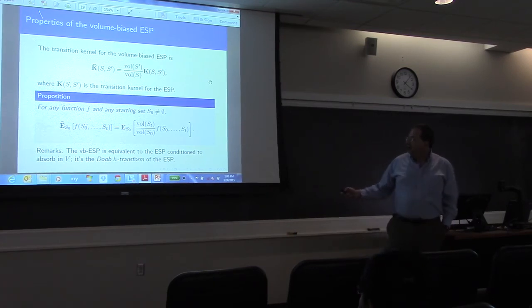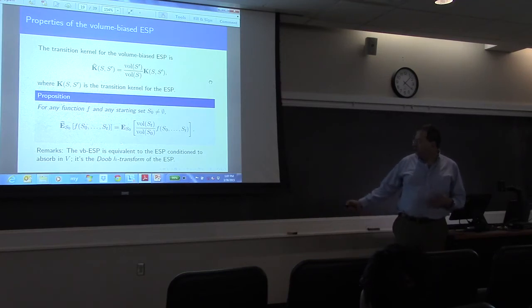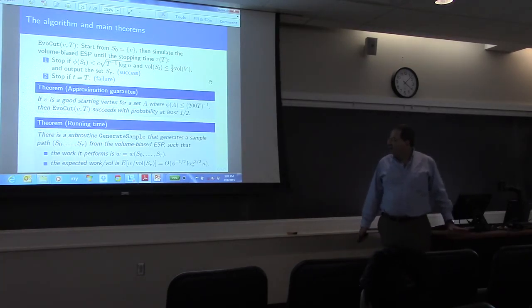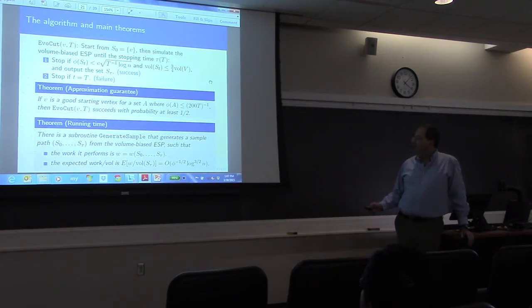This is good, and once you know that, the transition rule for the Doob transform is just given by a ratio of volumes. This is a new transition kernel from a set S to S prime. If K is the transition rule for the evolving set process I told you before, then you just bias it by a ratio of volumes. This is how you implement the Doob transform. Once you know that, there are some consequences for calculating expectations with respect to this. And here are some examples of how the process is run, and then there are some theoretical guarantees on the performance.